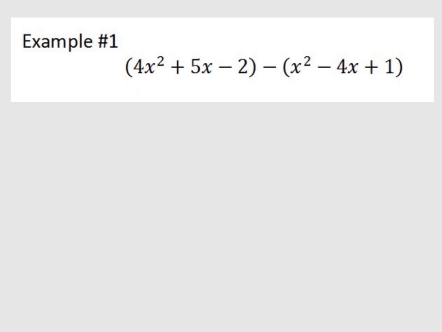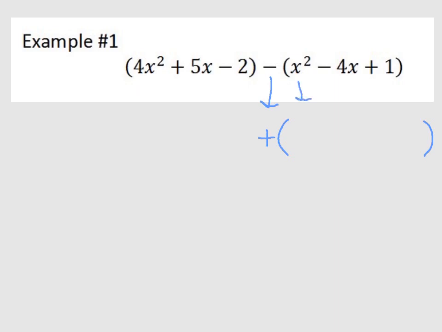So the very first thing that we're going to do, well, this is one strategy for how you can subtract polynomials. There are a lot of strategies out there. This is one possible strategy. What we are going to do is take this subtraction sign and change it into an addition sign. However, when we do that, everything in the second polynomial needs to become the opposite of what it was.